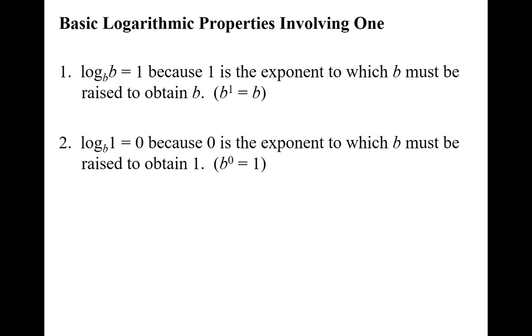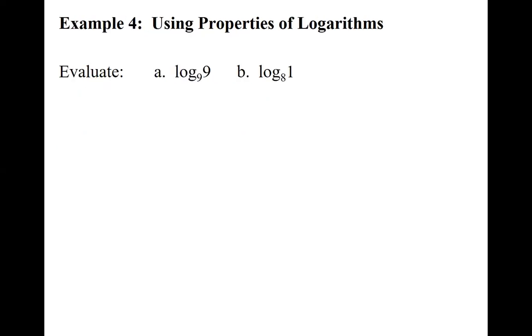We have some basic logarithmic properties involving 1. Log base b of b is 1 because b to the first is b. And log base b of 1 is 0 because b to the 0 is 1. Anything to the 0 power is 1. Anything to the first is itself. So we can use these properties to simplify some logs.